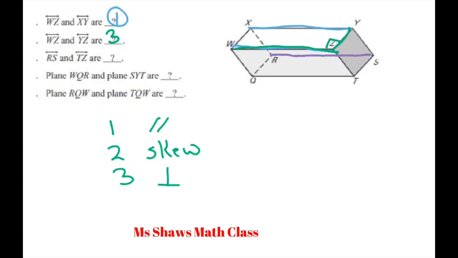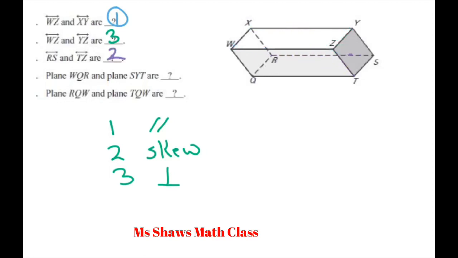We have RS and TZ, which is this one. They're not perpendicular and they're not parallel. These are skew. They're non-parallel lines. They look like they intersect the way I drew it, but remember this is the back of the box here. This is a dashed line. So they don't intersect. So that's skew.